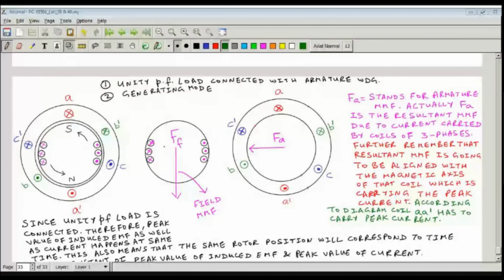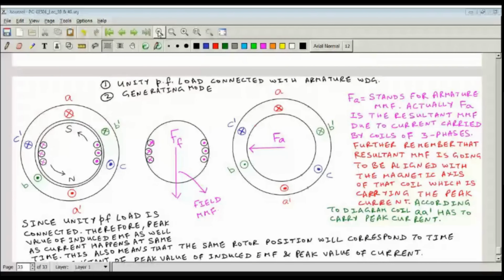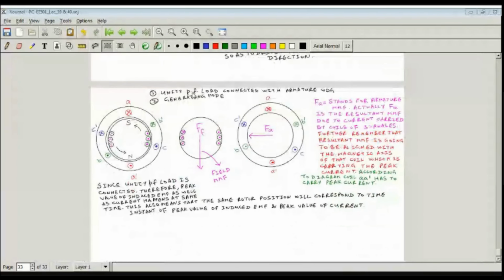So now, how to find out whether this is working as a motor or generator? That question is still remaining. So let me again place this thing in the next page.